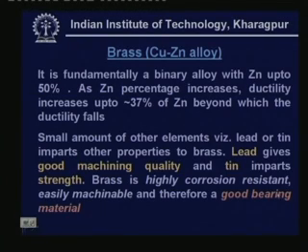So, we just talked about this component, that is brass, a copper and zinc alloy. Now, again what we can see is that a small amount of other elements, that is lead or tin, imparts other properties to brass. What is that? Lead gives good machining quality. As you know, lead is a very good malleable material, and tin imparts strength. Brass is highly corrosion resistant, easily machinable, and therefore a good bearing material.